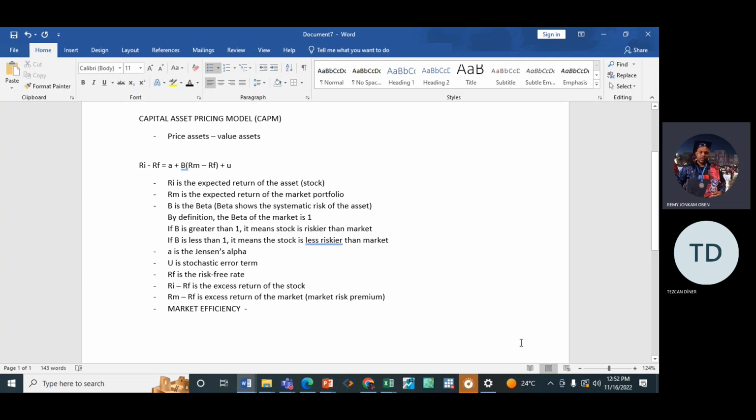Market efficiency is telling us that the stock price reflects all available public information. If there is any information out there, it is already reflected in the stock price, right? So as a result, we should have no undervalued or overvalued stocks. The stock price reflects all available public information.